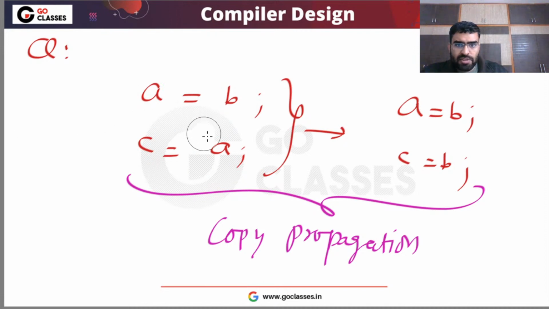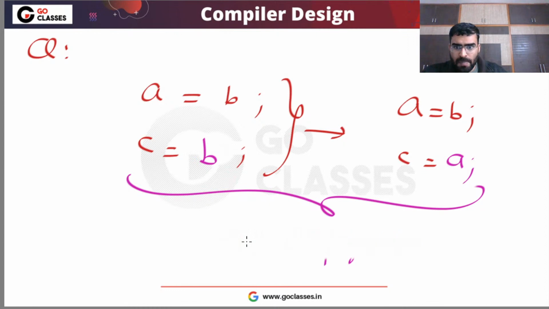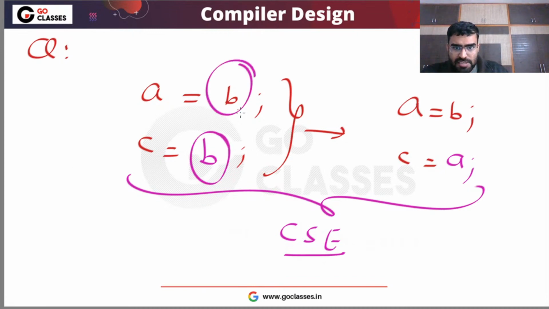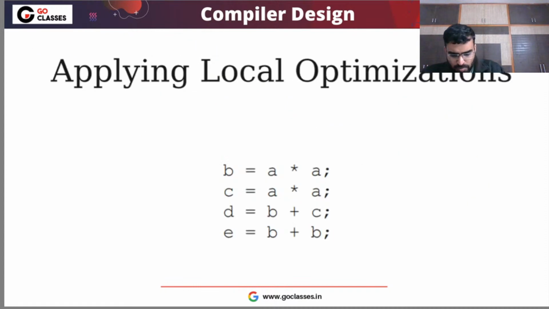Now tell me, if I have this type of situation, let's assume I have b here, and then let's assume I have a here. Then what is this situation? Now this is common subexpression elimination, because you can notice this same expression b you have, and this b is stored in a. So what you are doing is replacing this b with a. So this is your common subexpression elimination. I hope the difference between copy propagation and common subexpression elimination is clear.